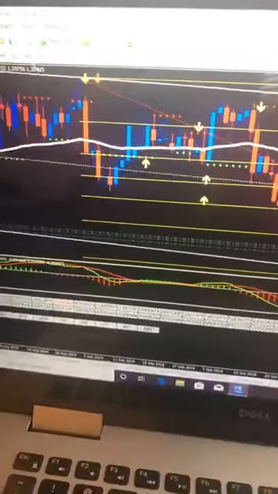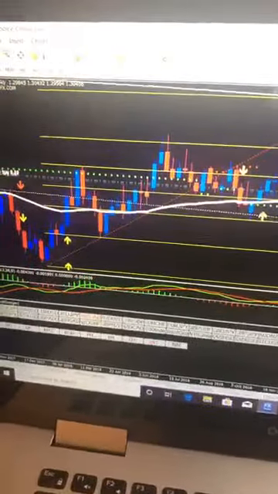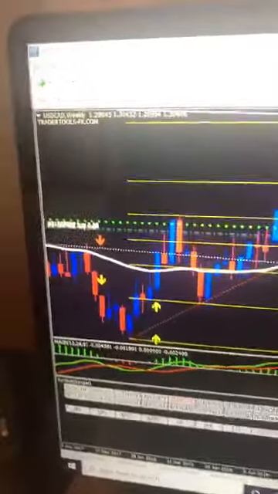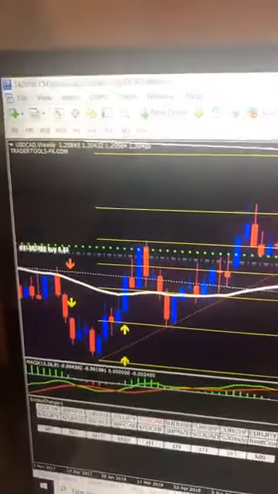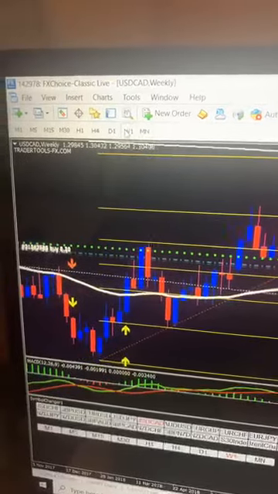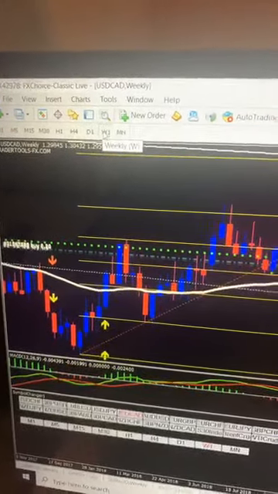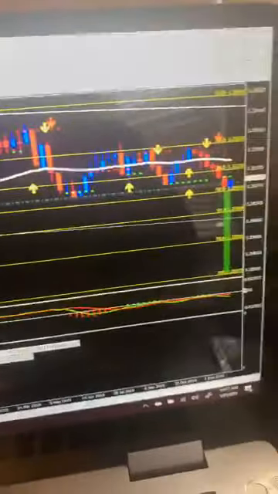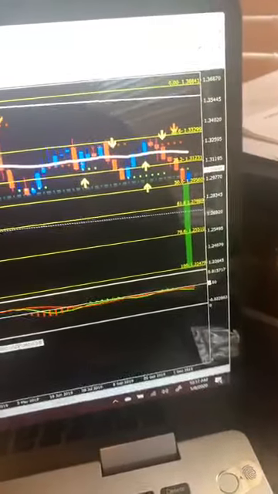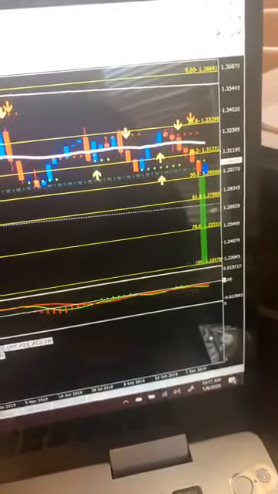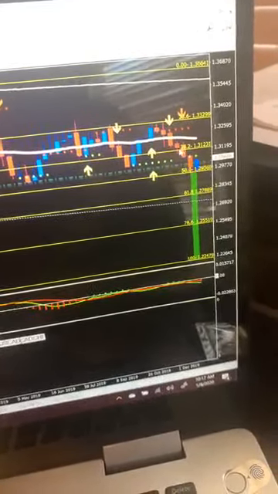What I like to do in my analysis is start with the weekly chart. I do what's called a top-down analysis, and I look at the weekly chart first, because that's where the overall move is. So I go to the weekly chart right here. This is what I saw yesterday. This is what got me into the trade.